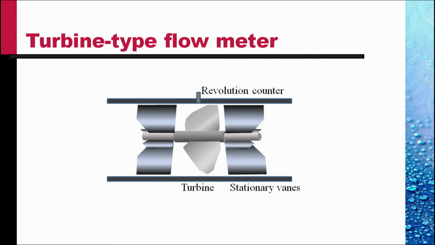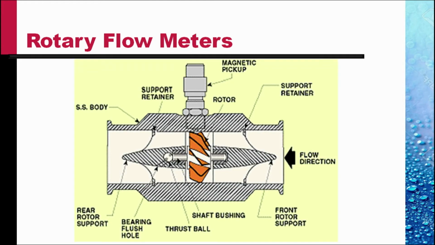Another type of flow meter is what is called a turbine-type flow meter. In this, a rotary blade, a turbine, is located between two sets of stationary vanes. As the fluid flows, the turbine rotates. The rate of revolution of the turbine is related to the flow rate of the fluid. A revolution counter is attached that will measure it. One design of such a turbine flow meter is given here.